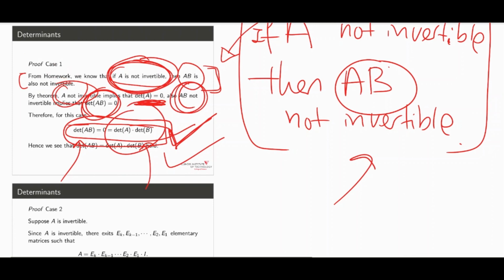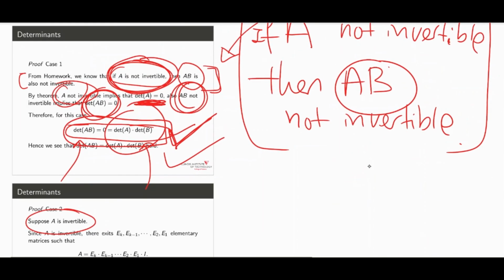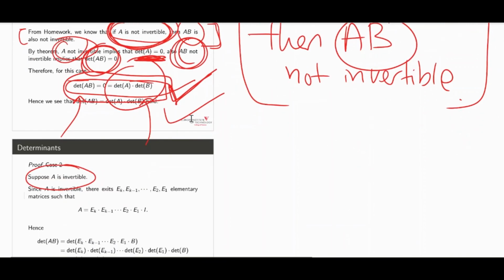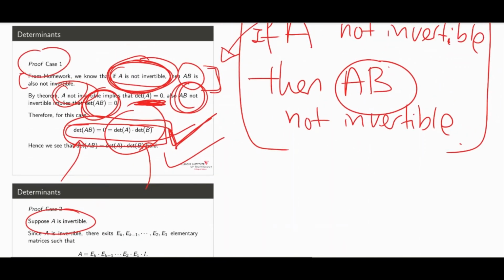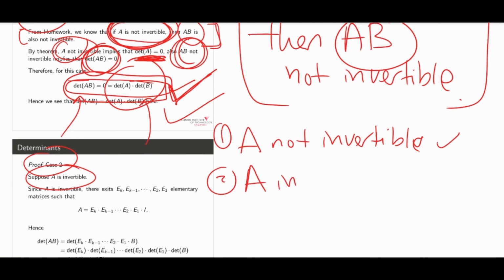Now we are going to look at what happens if A is invertible, because you are breaking things into 2 cases, right? So the 2 cases added up will have to be everything. Case 1 and case 2 added up will be all the possible cases that you can think of. Case 1 is A not invertible, and we have that result. So case 2 will be A invertible. We have to show that too. Do we have that?